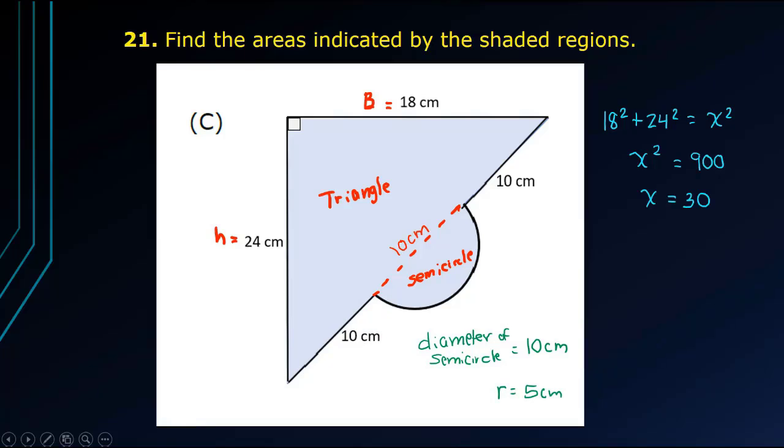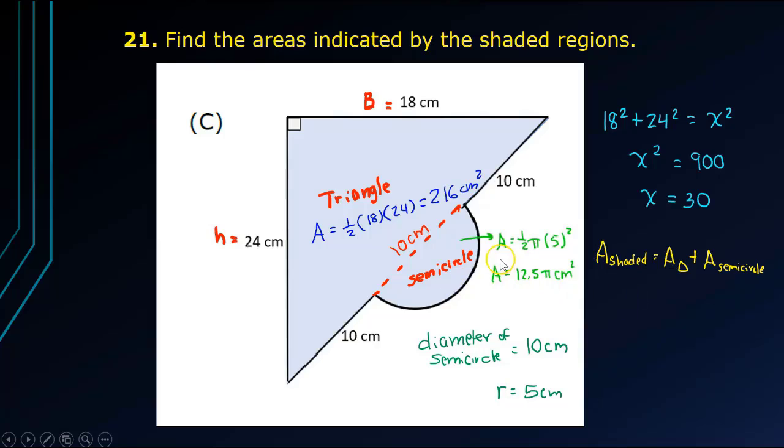So I know that the diameter of the semicircle is 10 centimeters, which means its radius is 5 centimeters. Therefore, the area of this shaded region is the area of the triangle plus the area of the semicircle. The area of the triangle is 1/2 the base times the height, which is 216 square centimeters. The area of the semicircle is 1/2 pi times the radius squared, because it's half of a circle, not a whole circle, which is 12.5 pi square centimeters. So the area of the shaded region is 216 plus 12.5 pi, which comes out to be about 225.27 square centimeters.